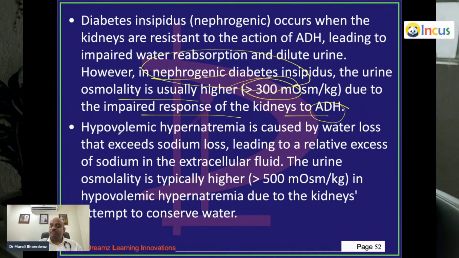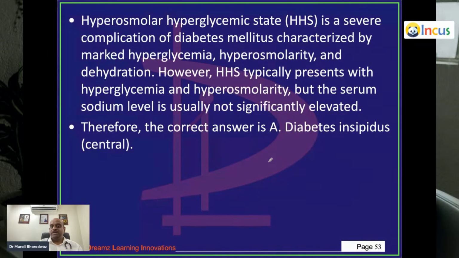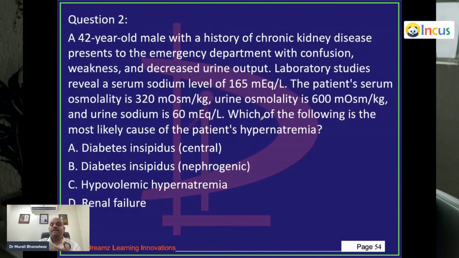And why is it not hypovolemic hypernatremia caused by water loss? There the urine osmolarity will be more than 500 because kidneys attempt to conserve the water. And so that's how you need to approach and finally boil down to the answer of central diabetes insipidus in this given clinical scenario.